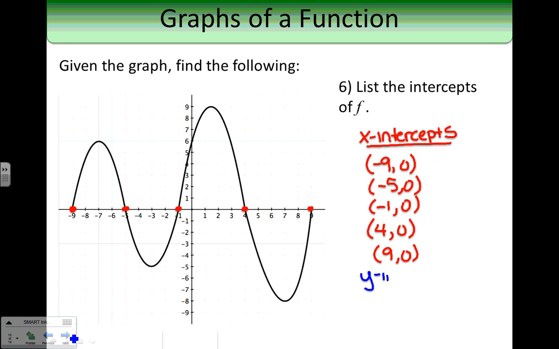The y-intercept is anywhere that it crosses the y-axis. And remember, if this is a function, it can only have one y-intercept, because for that x input of 0, I can only have one output. So it crosses the y-axis here at 6. So 0, 6 is my y-intercept.